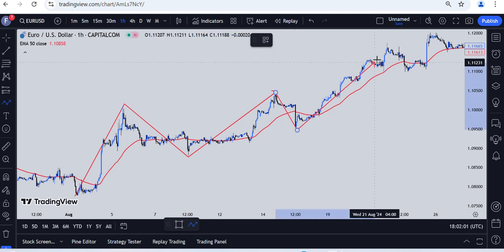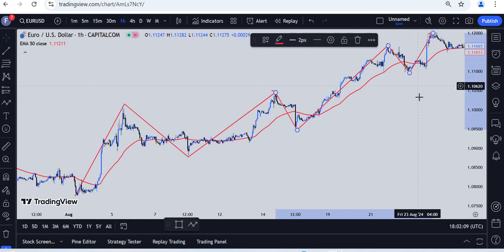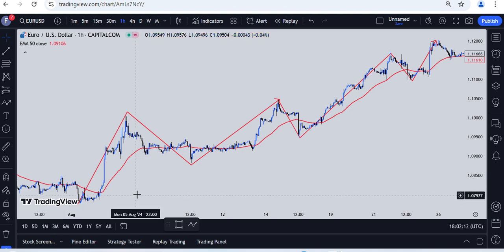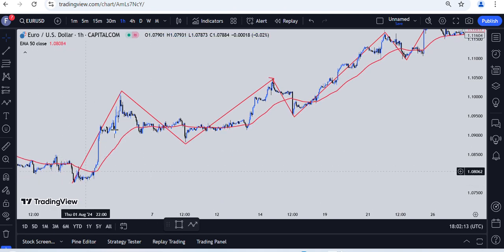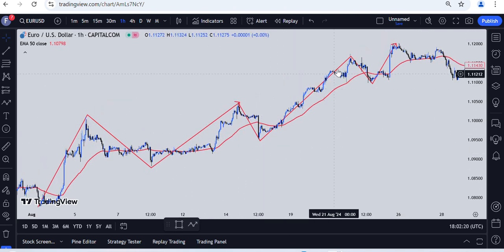Then move all the way here. These are the next high. This is the low, and then this is the higher high. So you can clearly see that this is a low, a high, a higher low, a higher high, higher low, higher high, higher low, higher high. So this is how you plot it.